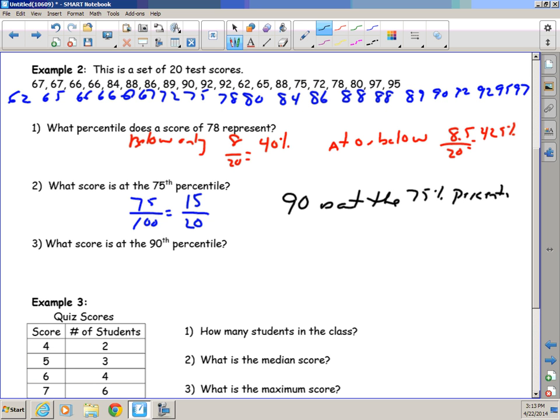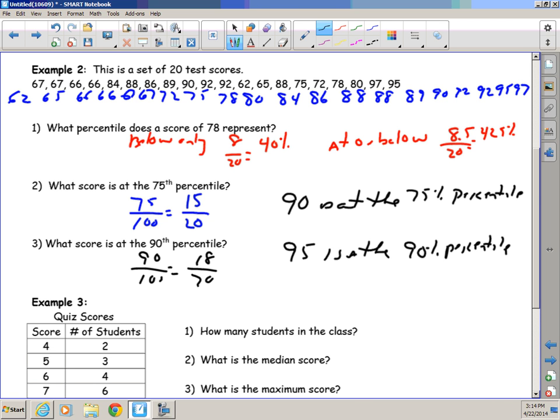Okay? It's a little trickier to do the at or below for this. So what is at the 90th percentile? Well, to be at the 90th percentile, that means 18 scores are below it. So a score of 95 is at the 90th percentile. And like I said, any question on this will be pretty straightforward in the Regents.